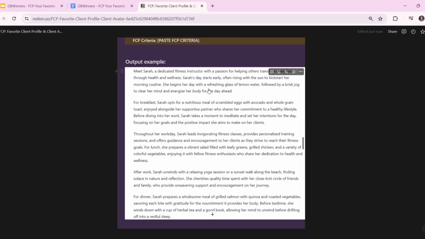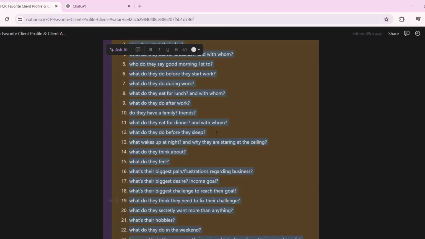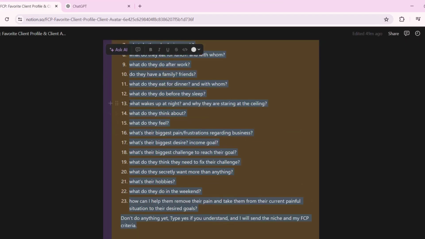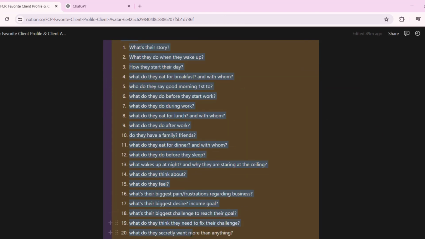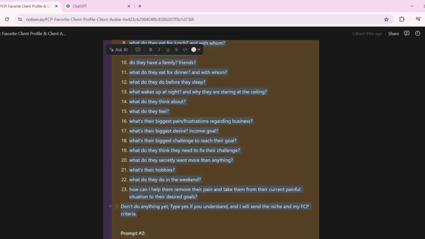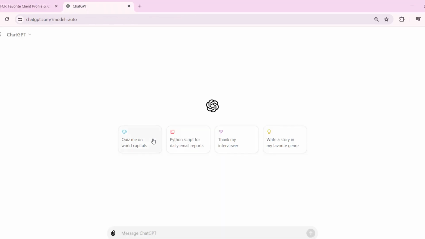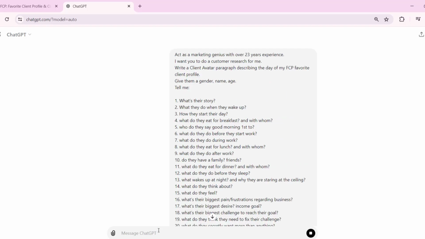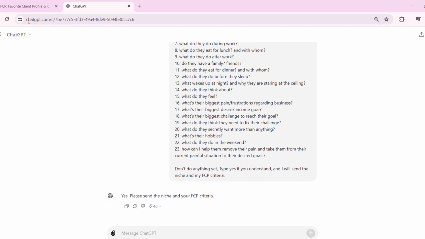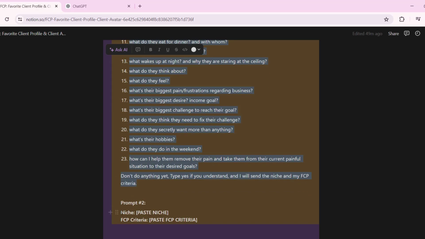Okay, I'm not going to read this, you can pause it if you want to, but let me show you how to do this in ChatGPT. Okay, great. So the first thing that you need to do is to copy your first prompt. So copy from here. This works all the way to here. There we go. Paste it. Sweet. Yeah. Please send me the niche and criteria.